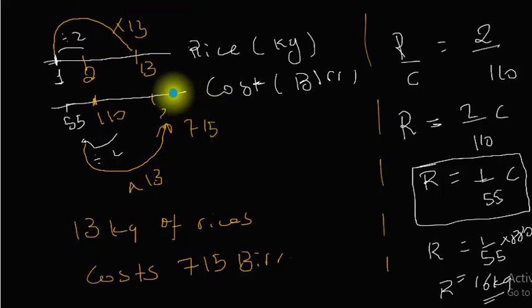If you have, for example, 818 birr here, you already have 55 birr for every kilogram of rice. So you have to divide by 55 in order to get the kilograms here, which is 16 kilograms, by the same expression.